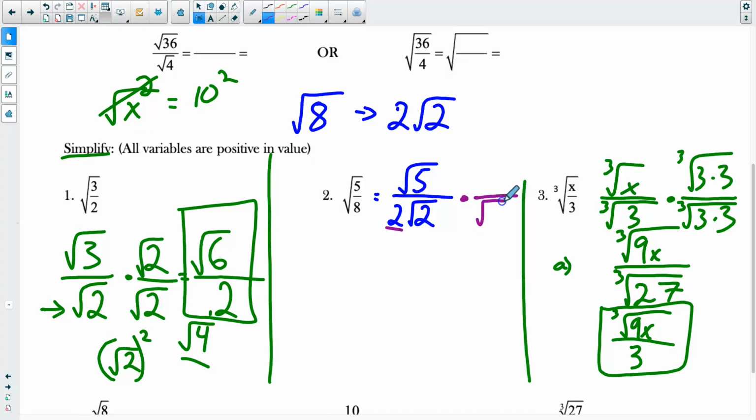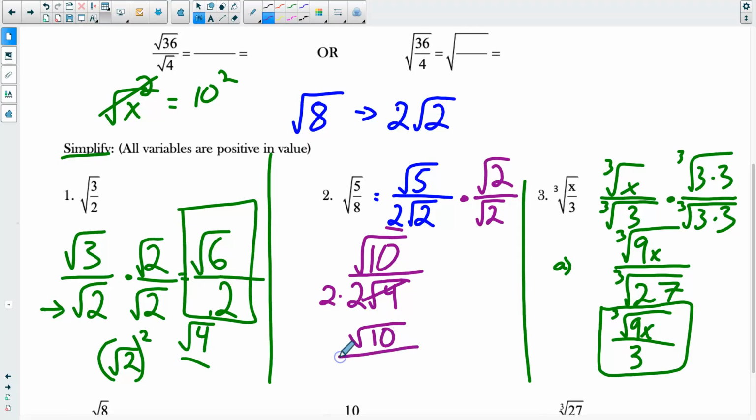So let's do that. Square root of 2, square root of 2. The top gives me the square root of 10. The bottom is going to give me 2 times the square root of 4. Again, that's an additional step. We know that the square root of 4 is going to be 2, so I'll cross it off, put times 2, leaving me with the square root of 10 divided by 4.